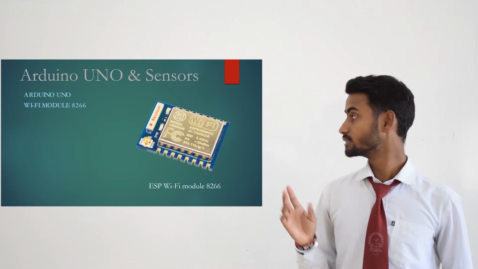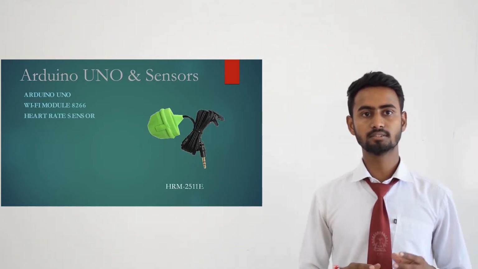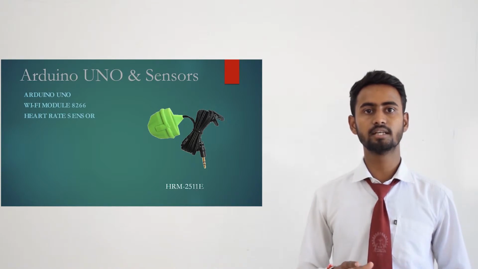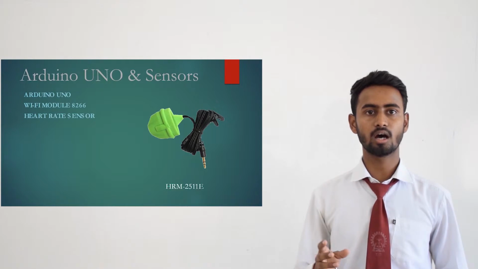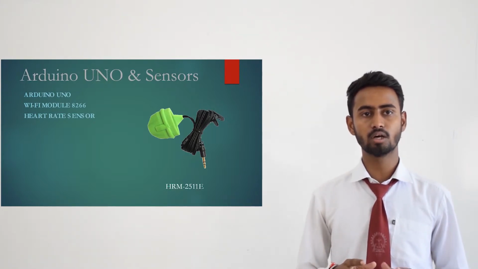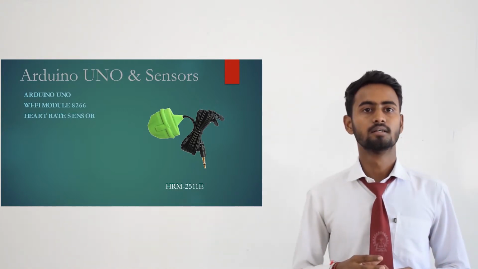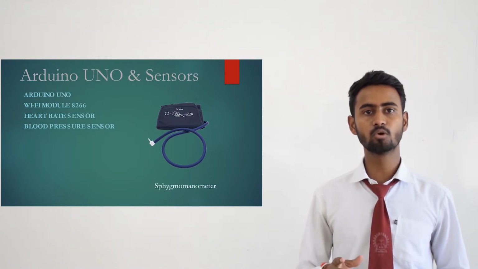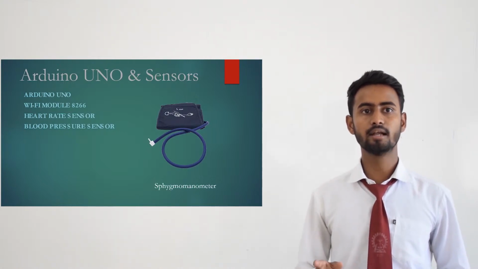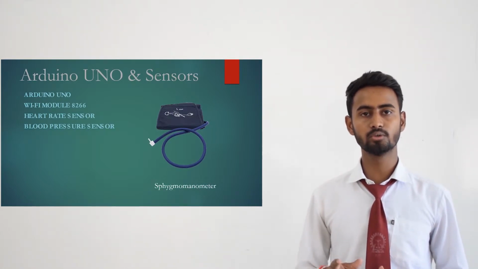Next, we come to the heart rate sensor. This sensor measures the heart rate. It consists of an IR sensor which reads the data, converts it into the form of pulses, and sends it to the Arduino UNO board. The normal heart rate is between 65 and 100 beats. Now we come to the blood pressure sensor. This sensor measures the blood pressure. The normal blood pressure should be more than 120 over 80 and less than 140 over 90. This also sends the data to the Arduino UNO directly.